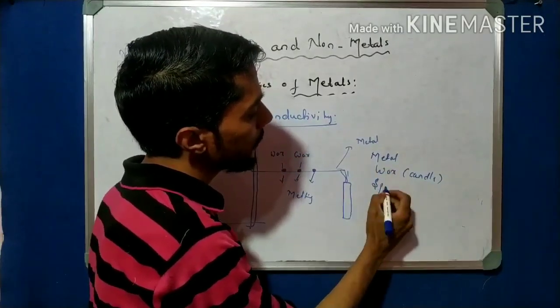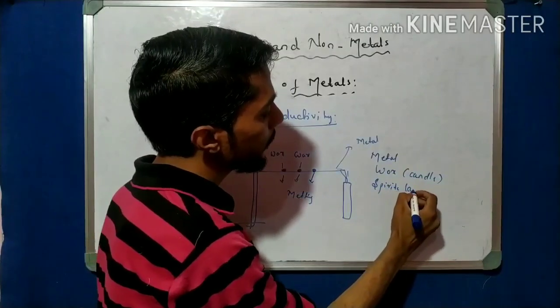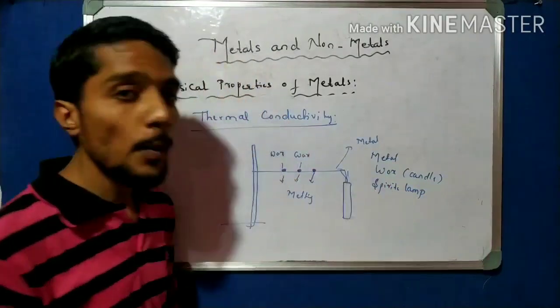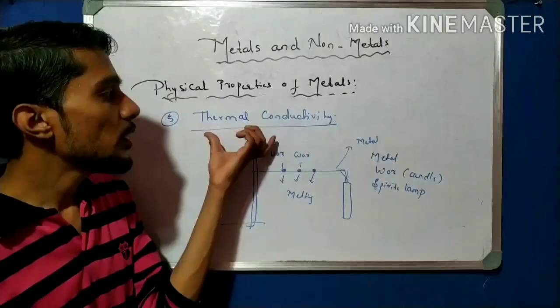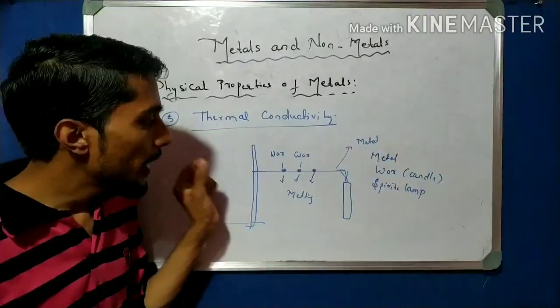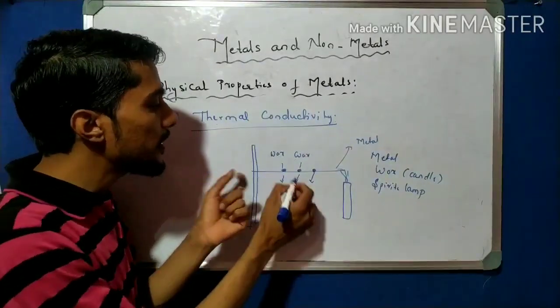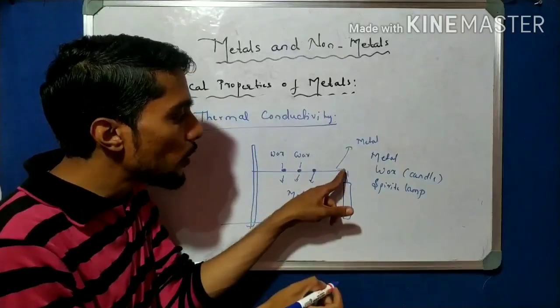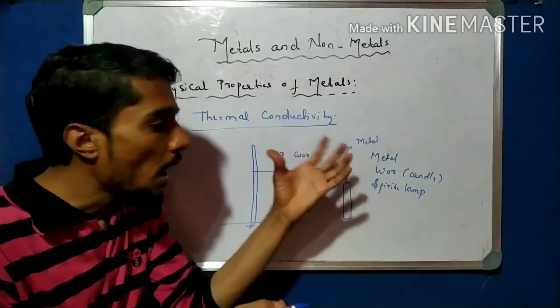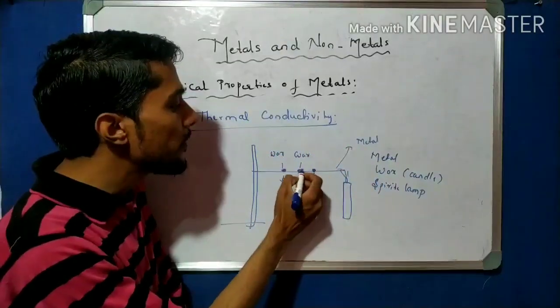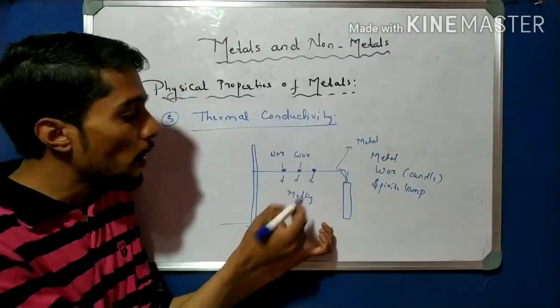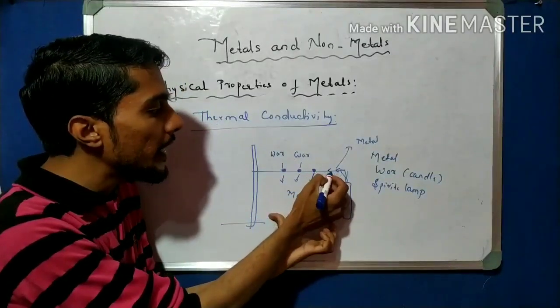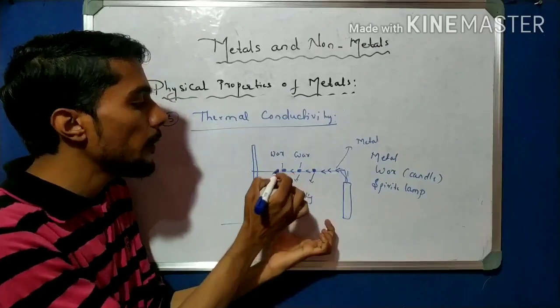Okay, one is a spirit lamp. Now which property do we understand? We understand the property of thermal conductivity. Take a metal, fix some wax on this metal, and start to heat one end of the metal. After some time, we observe that the wax starts melting, because of the heat. So what happened? Heat is transferred into the metal.